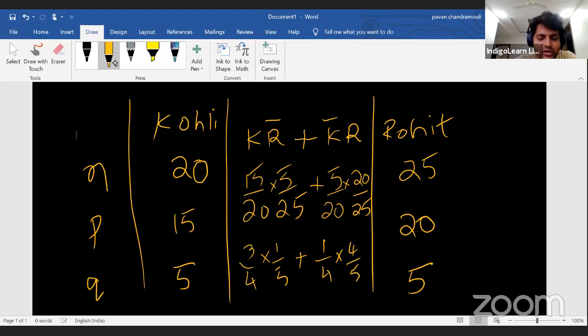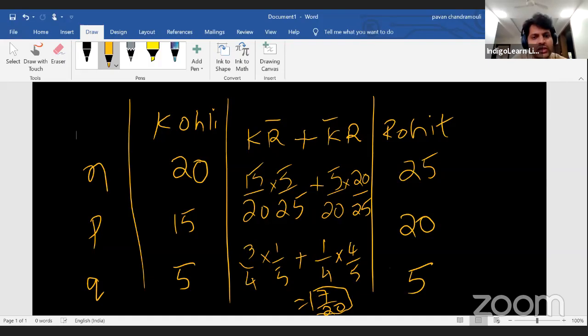So if I don't do any other things, this will become 3 by 20 plus 4 by 20. If I don't cancel anything, because I want the denominator to be the same, my answer will be 7 by 20. So don't you think this is very interesting? I just said one of them has to score a century. The probability of this happening is 7 by 20, which if I convert into percentage, will be 35%. What is the probability of both scoring a century? We got 60%. Only one of them scoring a century is 7 by 20.